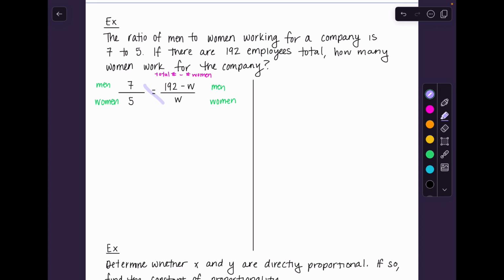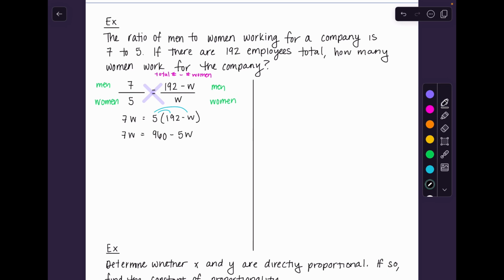So going through to solve for this, we need to go ahead and cross multiply. So that will give us 7 times W and 5 times 192 minus W. I've got to multiply the whole thing out. So we need to go through and we need to distribute this 5. So this gives us 7W. And this is where I'm going to take some liberty of not writing everything out. You have to do 5 times 192. That will give us 960. And then 5 times W gives us 5W.